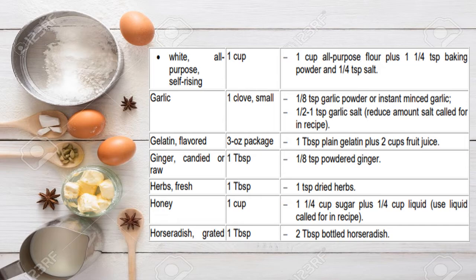Herbs, fresh, 1 tablespoon: we can replace it with 1 tablespoon dried herbs. Honey, 1 cup: we can replace it with 1 and 1/4 cups sugar plus 1/4 cup liquid. Use liquid called for in the recipe. Horseradish, grated, 1 tablespoon: 2 tablespoons bottled horseradish.